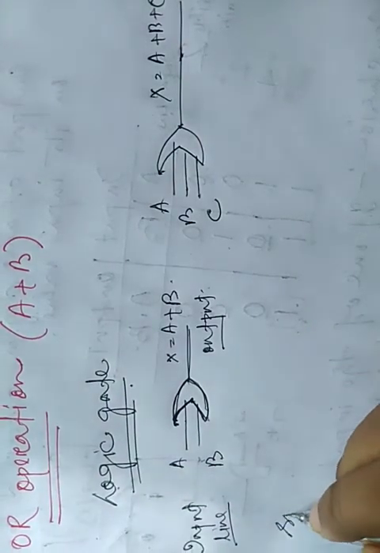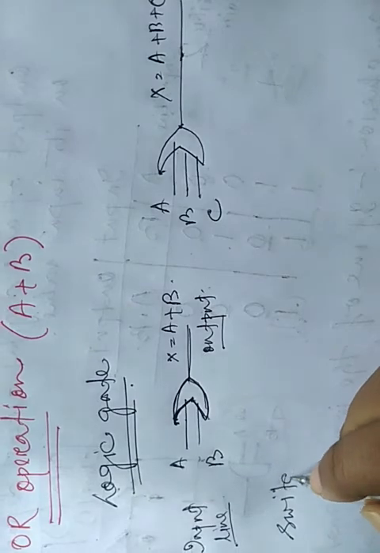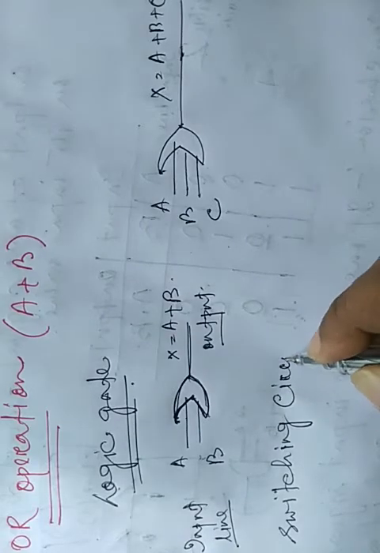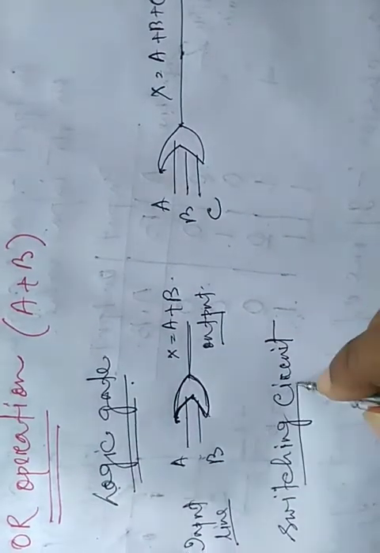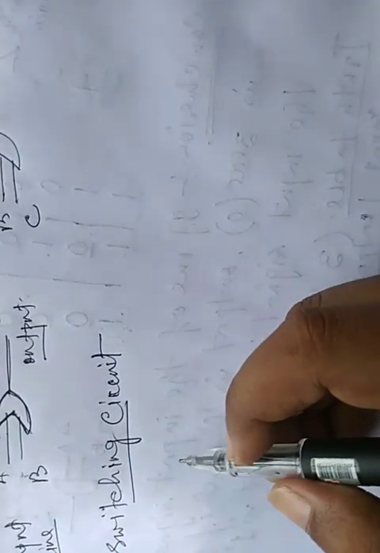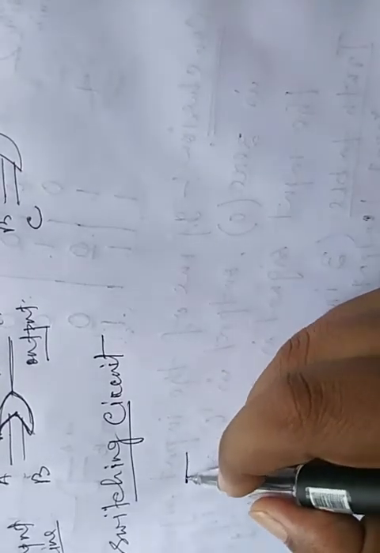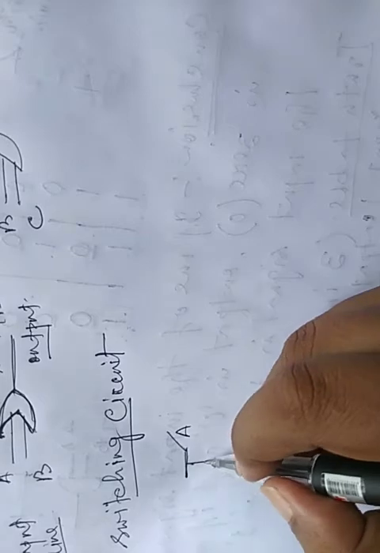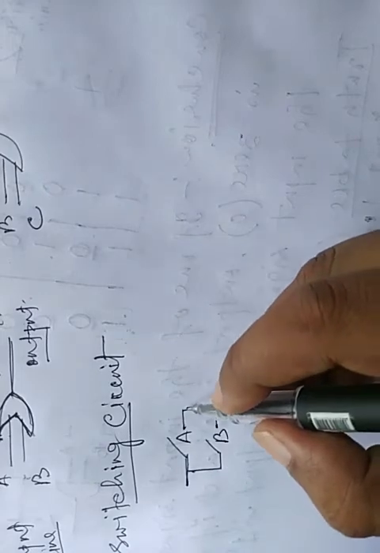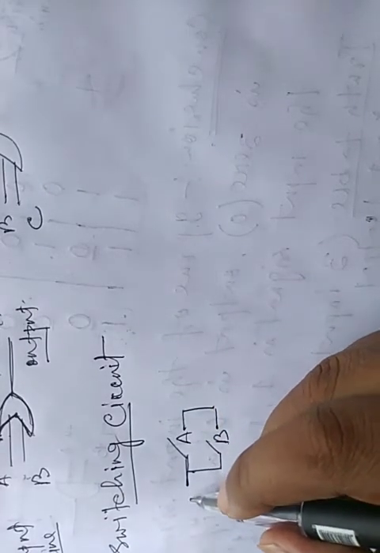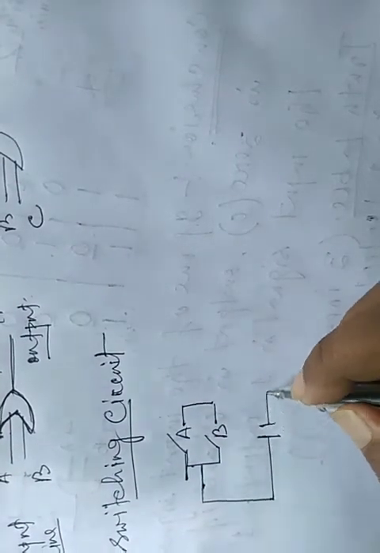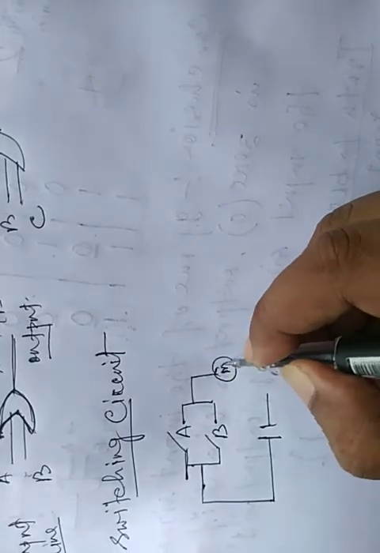Now the switching circuit. By using the switching circuit, we will retrieve our truth table. For OR operation, in the switching circuit, the switches are connected in parallel way. Parallel way means if there are two switches, they are connected like this way. Not in series. In AND operation, it will be connected in series, but in OR operation, it will be connected like this way. This is the battery and this is the bulb. Clear?